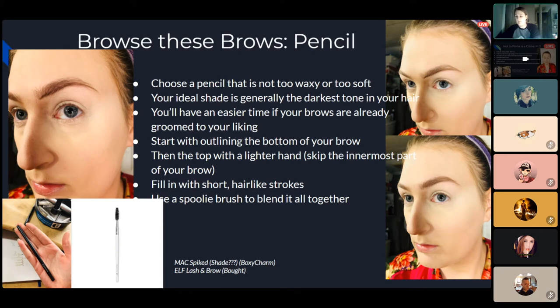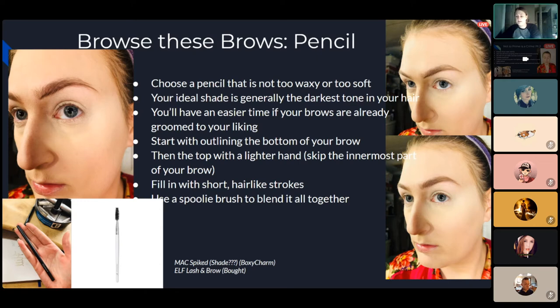Next, I use an eyebrow pencil to define my brows. When picking a pencil, you want a really small point and a formula that isn't super waxy or super soft. Makeup is pretty much like Goldilocks. It's got to be just right. The shade you use is generally going to be the darkest shade in your hair.